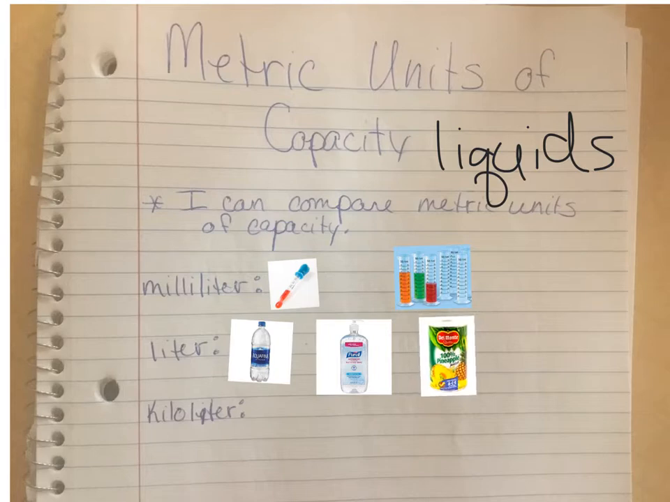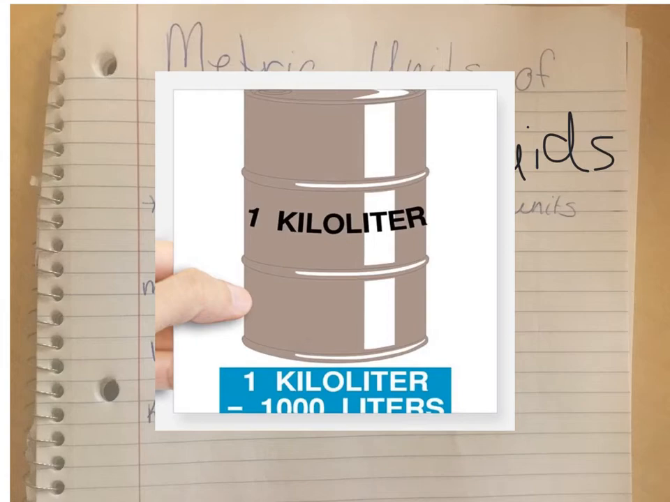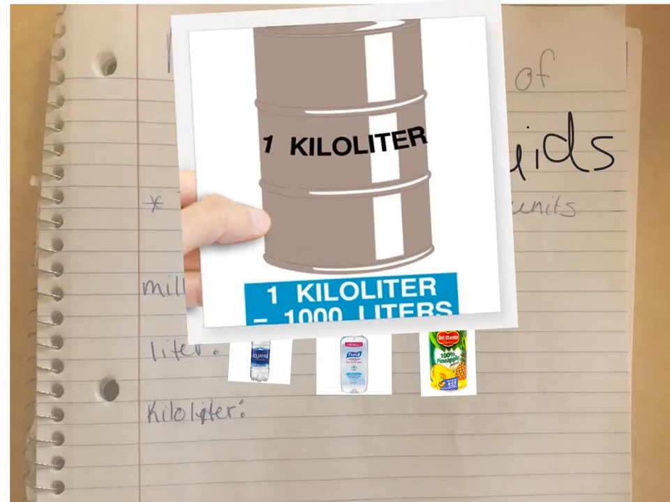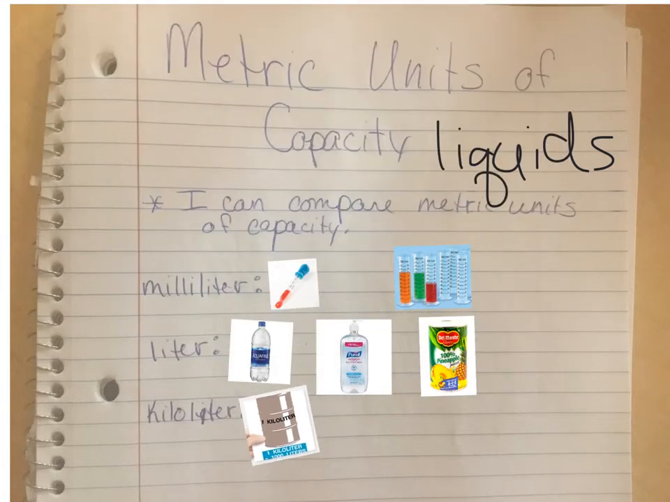Now, I wanted to put a kiloliter on here because it is a thing. We don't see it a lot here in the United States because it is a lot of liquid to measure. But yesterday we were talking about oil barrels, so I wanted to show you it would be similar to that. A kiloliter, as you see at the bottom of this picture, says 1 kiloliter is 1,000 liters. So it would take 1,000 of those water bottles or hand sanitizers to make up 1 kiloliter, that big barrel.